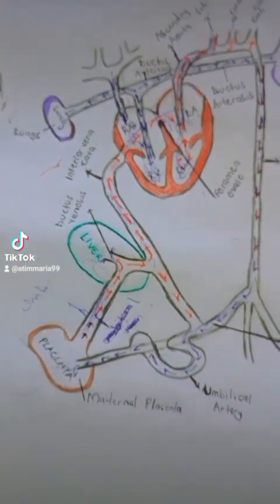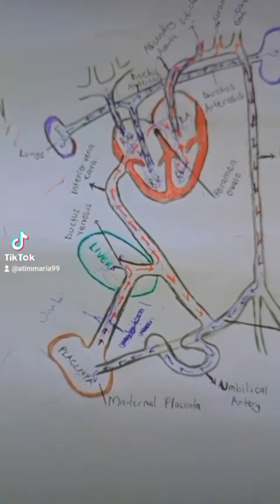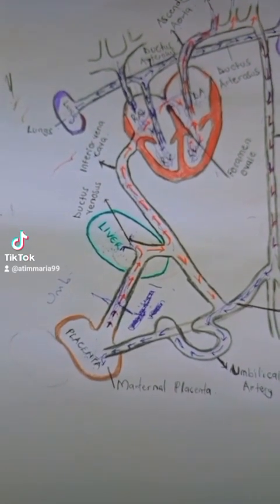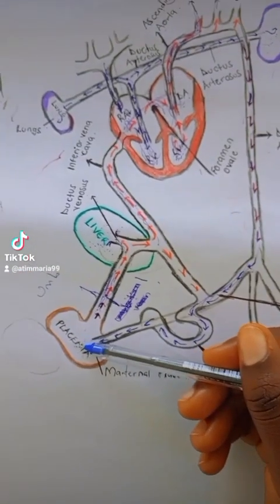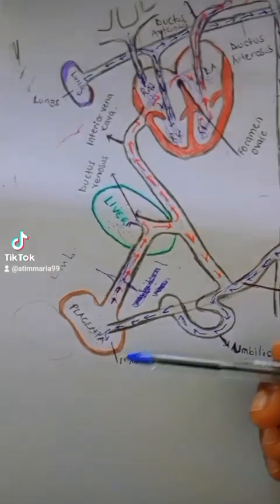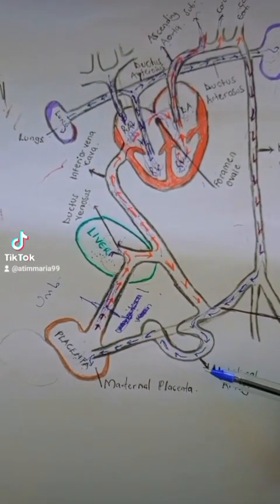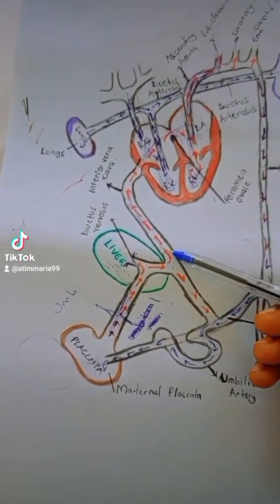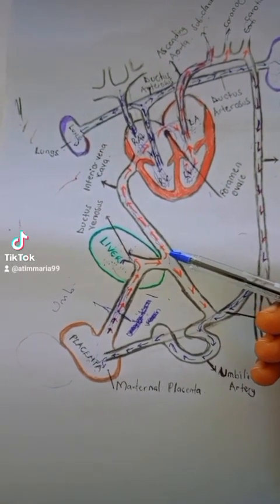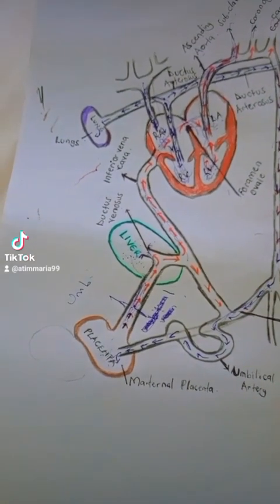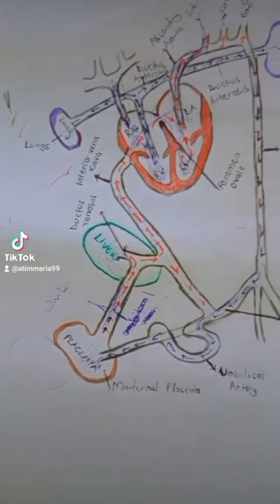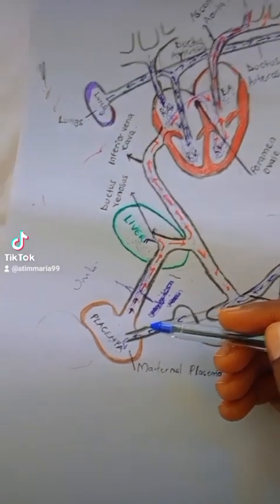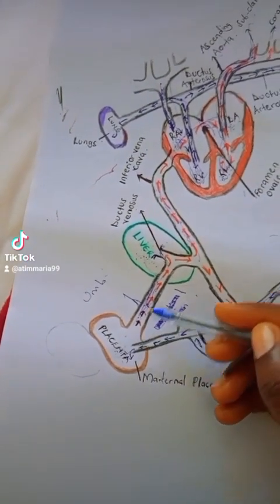So the process begins like this. They are telling us that oxygen and nutrients from the mother are transferred across the placenta to the fetus through the umbilical cord. This is the umbilical cord. But let's talk about this one. The red one is the oxygenated blood. The red color you're seeing on the arrows is the oxygenated blood. Then the blue one is the deoxygenated blood. So oxygenated blood and nutrients transfer to the fetus across the placenta through the umbilical cord.